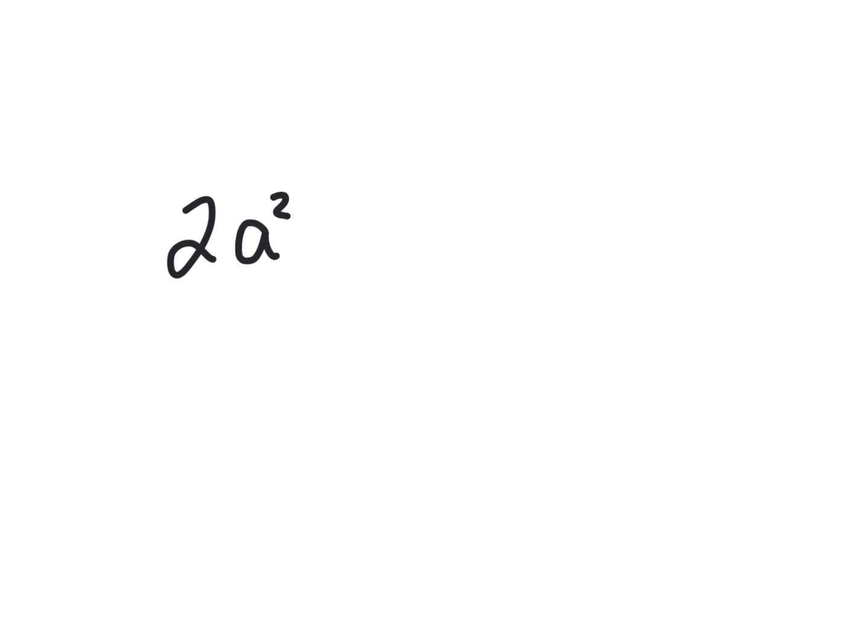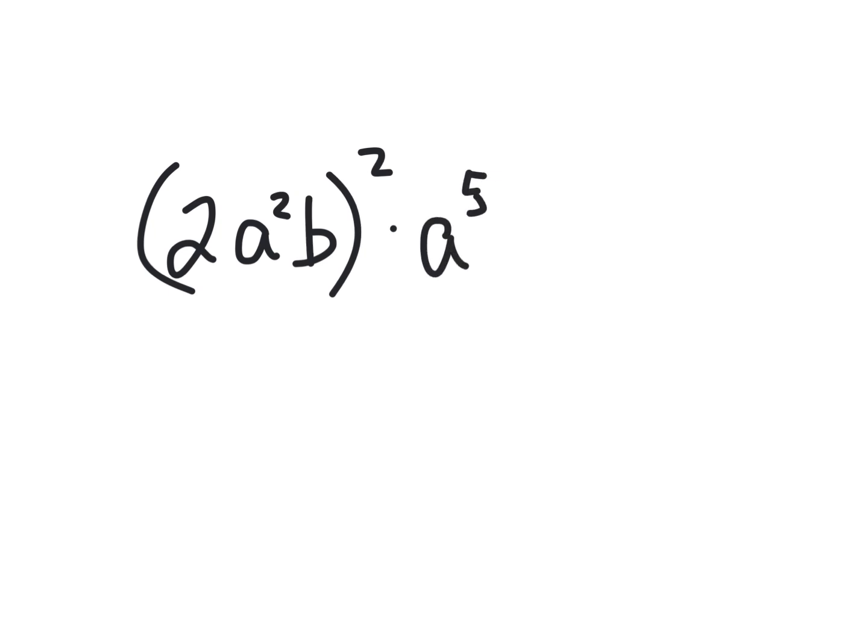2a squared b, all of that squared, times a to the 4th, no, 5th, sorry. There's a reason I need to change that. You need to get this, because this is going to be in the middle of today's different looking problems. Do you get exponents?